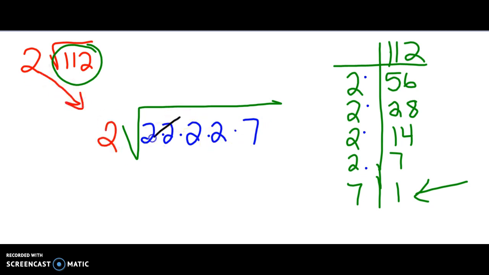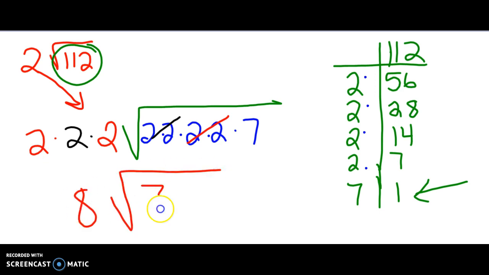Okay. I got a pair of 2s, I throw a 2 out. I got a pair of 2s, I throw a 2 out. So then I just multiply what's left. 2 times 2 times 2 is 8, and I'm left with square root of 7. Okay.